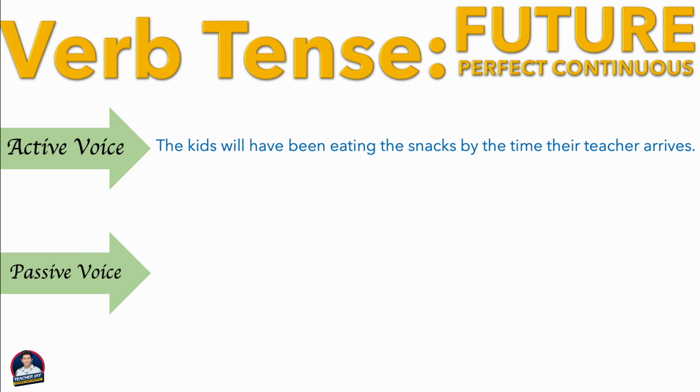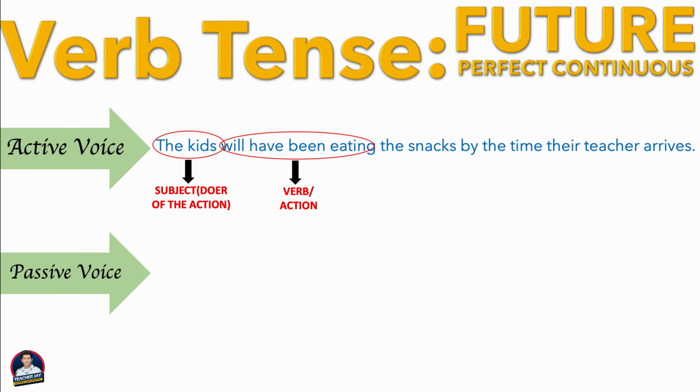In this example, we have the kids as our subject, who performs the action will have been eating. Okay, that's our verb or action here. And then the snacks, which is our direct object, or the one that receives the action. So you can see in this example, we have the subject, the kids, who performs the action will have been eating the snacks by the time their teacher arrives. Or you can also say, by the time their teacher arrives, the kids will have been eating the snacks.